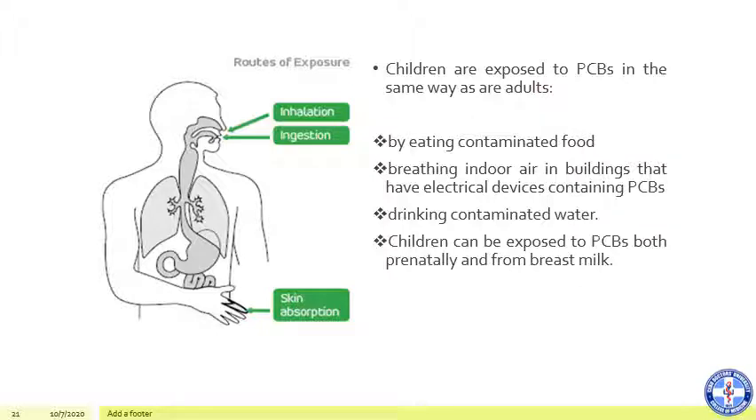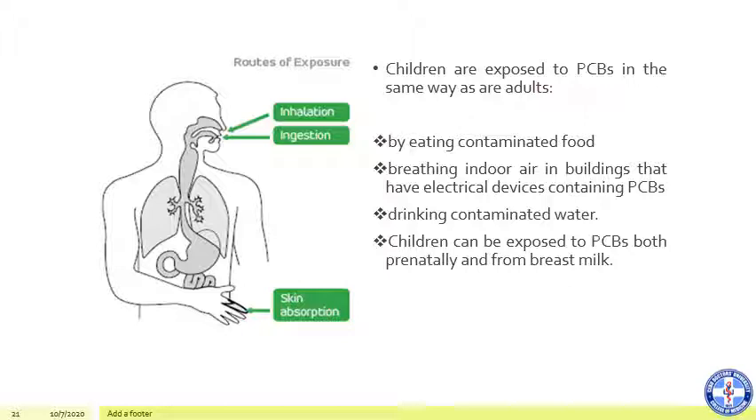Let us take note that children are exposed to PCBs in the same way as are adults. Children who live near hazardous waste sites may accidentally eat some PCBs through hand-to-mouth behavior. They could also be exposed by playing with old appliances and electrical devices and by drinking contaminated water.